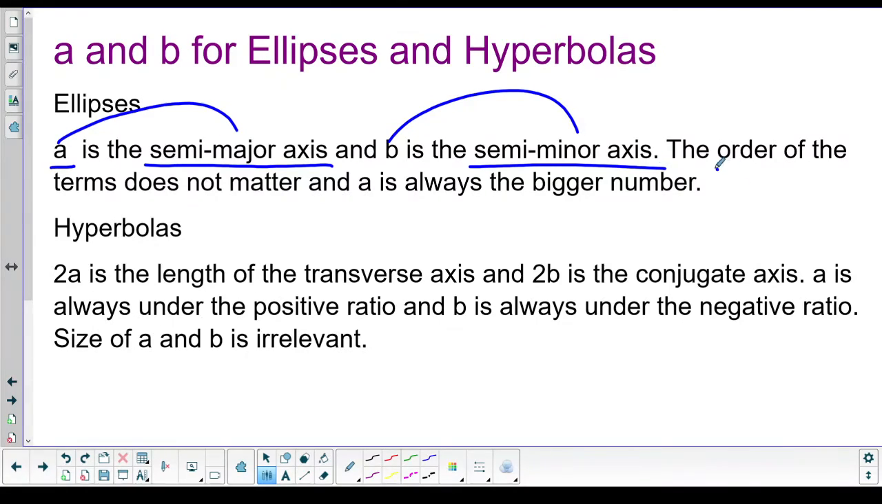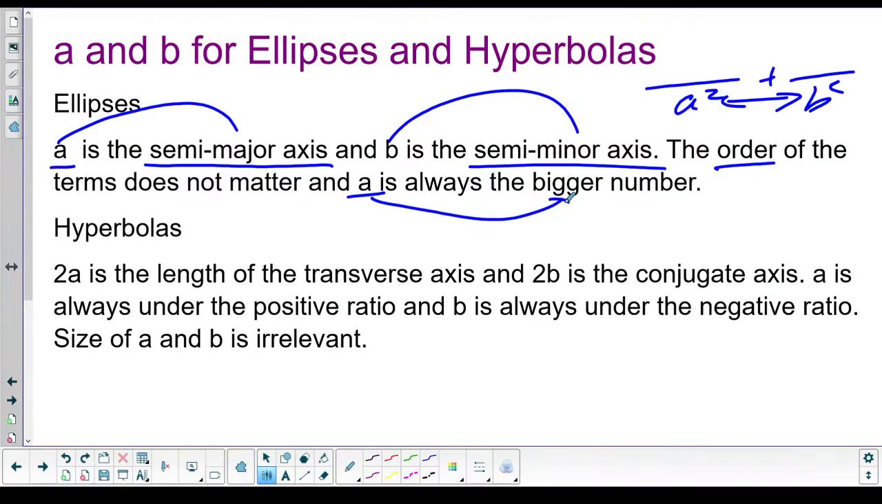The order of the terms does not matter. So you could either have a squared and then b squared, or these could swap and you could have b squared first, then a squared. It doesn't matter. The way you tell which one is which is a is always going to be the bigger number. So if we have over 16 and then over 9, this is the a term because it's a bigger number.